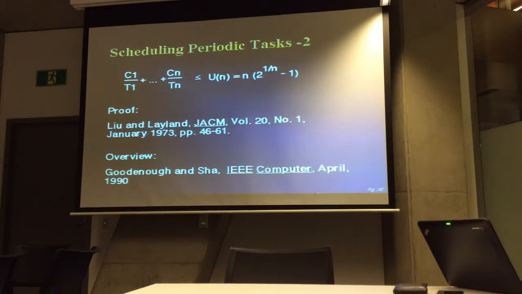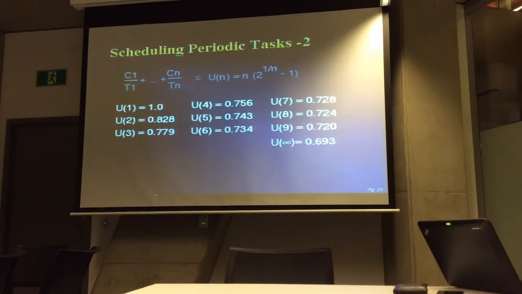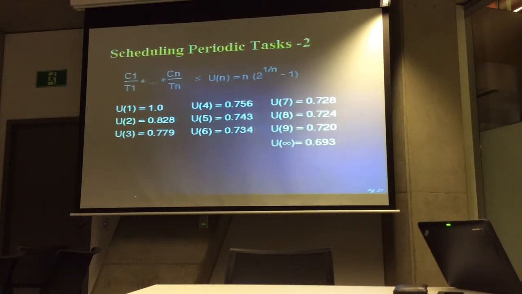Theorem 1 tells us how to compute U of n, the CPU utilization for n tasks. Here's a table of the values for U of 1, U of 2, etc. That is an upper bound on total utilization for a single task, for 2 tasks, etc. Notice that as n approaches infinity, the upper bound is 0.693, or as a percentage, about 69%.